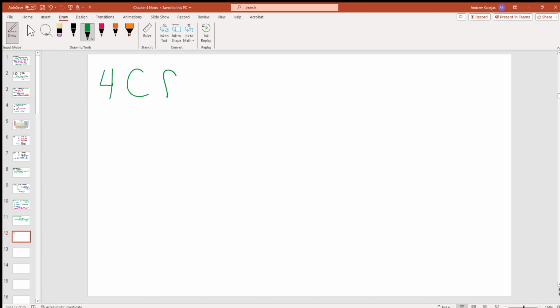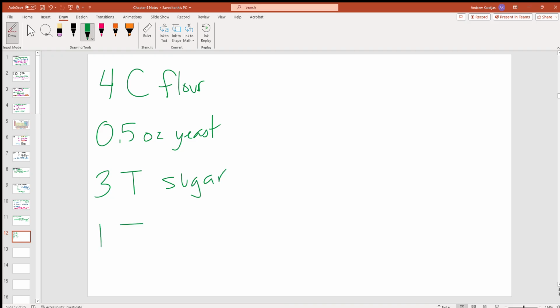And so instead of looking at one of these chemical equations, let's consider the following. 4 cups of flour, half an ounce of yeast, 3 tablespoons of sugar, and a tablespoon of salt. We're also going to need some water, but we're not going to worry about its quantity here.